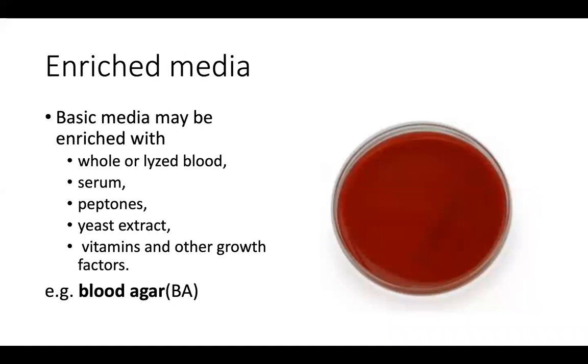Then we have the enriched media, which is basic media that can be enriched with different things. You can have hemolyzed blood, serum, peptones, yeast extracts, vitamins, and other growth factors. One of the enriched media that you're going to be hearing of a lot is blood agar. Remember, blood agar is an enriched medium, enriched with hemolyzed blood, horse or sheep blood. It's important for the growth of many medically important bacteria.